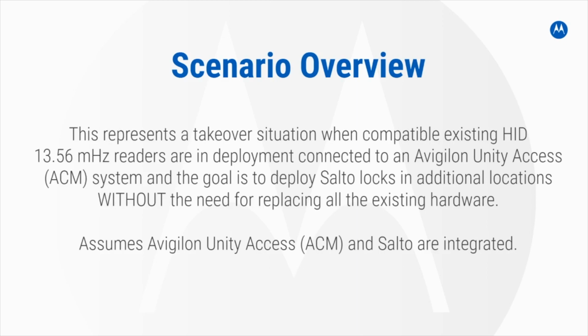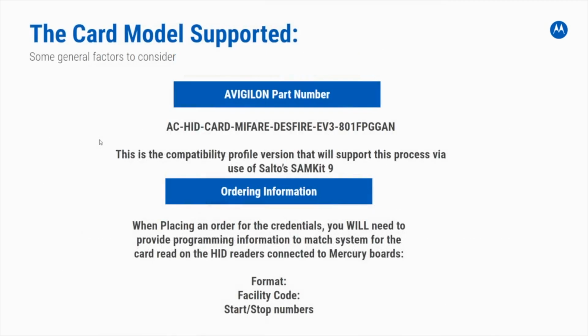What we show here is going to assume that Vigilon Unity Access, formerly known as ACM, and Salto are integrated and you're deploying that way. So the card model that we're going to talk about using today is the part number listed here. This is available in Vigilon's price list as an existing card.